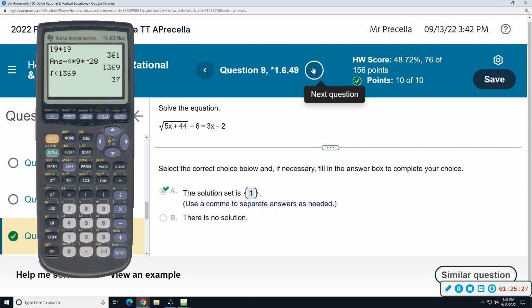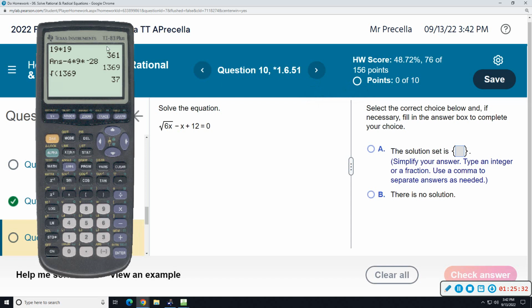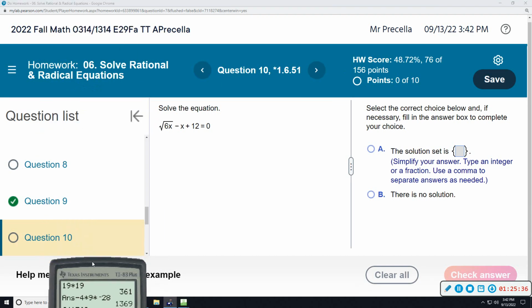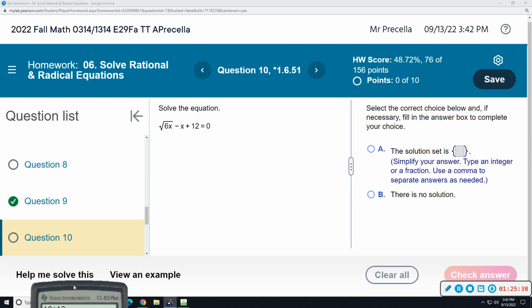It has to be easier than number 9. Number 9 is the worst. Okay, number 10. Okay. We have the square root of 6x, and we have a minus x. Oh, this is a lot better. At least there are fewer symbols and terms to write down.